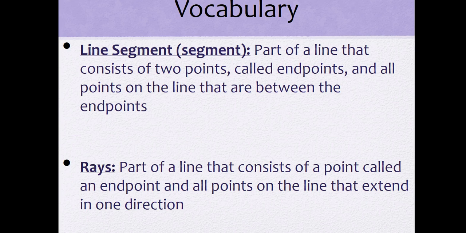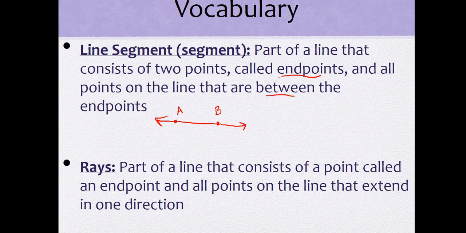Okay, a couple more vocabulary words. We have a line segment, which most people just call segment. It's part of a line that contains 2 points called endpoints, and all of the points between those endpoints. So, for example, if I had a line with 2 points on it, say AB, I could name this line AB.